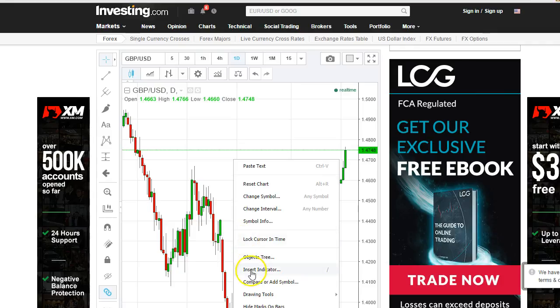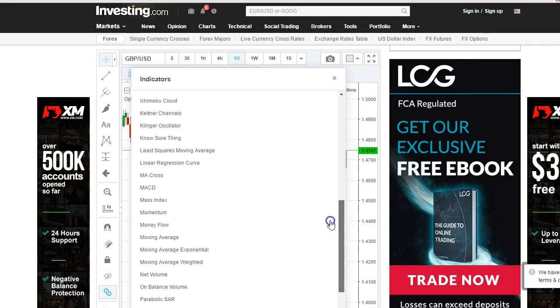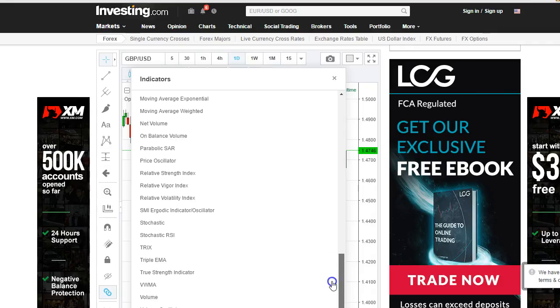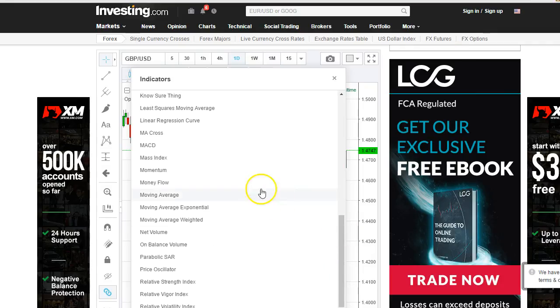So let's try to do that just now, and we go for a simple moving average. If you can't find SMA under S, basically just go for a moving average there. There are different types of moving averages: the simple moving average, the exponential, and the weighted. So let's try, for example, the simple moving average there. Okay, and then we'll close that.